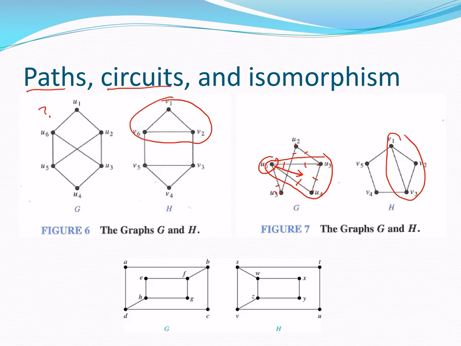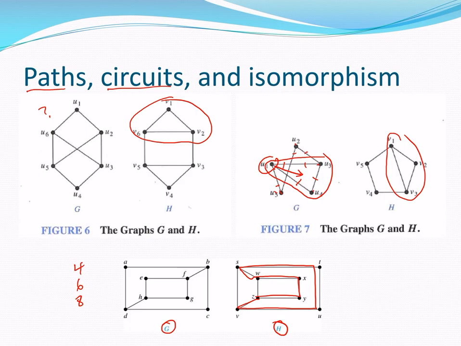And this one's harder to tell with circuits because there are circuits of length 4, circuits of length 6, circuits of length 8. But it turns out that the circuit of length 8 in G has to revisit vertices, whereas the circuit of length 8 in H can go through each vertex only once, and that's not true in G. So that's another way to show that they are not isomorphic.